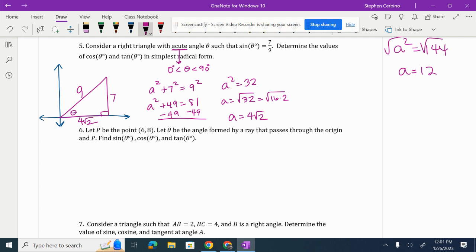Now, because of that, I can find the cosine value. Cosine, remember, is adjacent, which is that side we just found, over the hypotenuse. I can find the tangent value, which is the opposite side 7, over the adjacent side, which we just found.